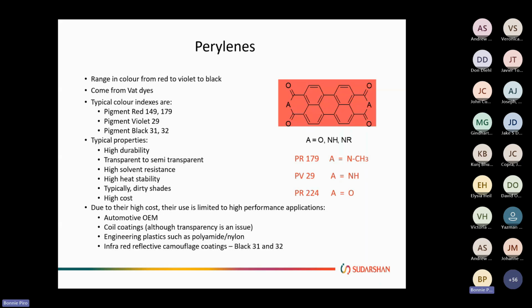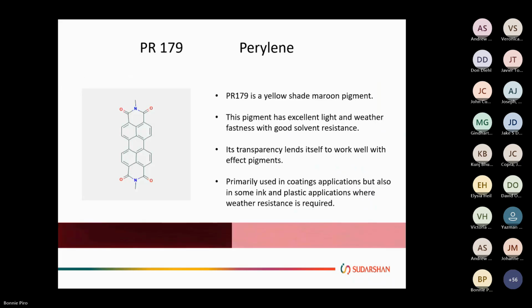And there's a couple of what I'll call more niche chemistries in this particular family. The Black 31 and the Black 32 do provide that IR reflective properties for those types of coatings. Red 179 is very popular, especially in plastics and in automotive coatings, because it has that lovely maroon shade to it, great transparency, so it does work well with effect pigments.